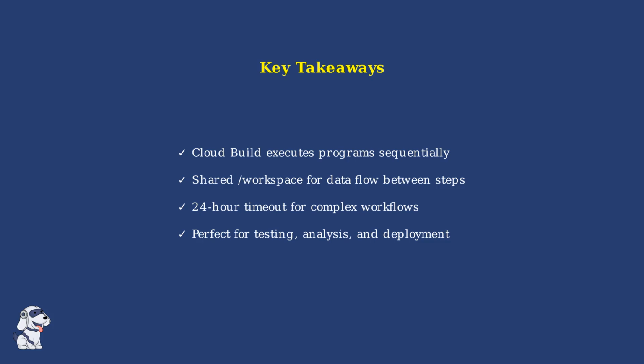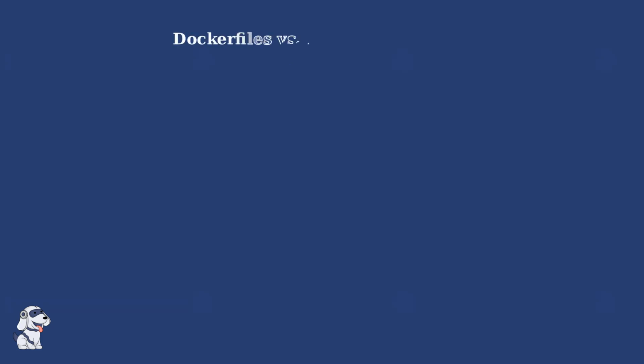To summarize, Cloud Build is a versatile automation platform that goes far beyond just building images. It can execute sequential programs, share data through a common workspace, run for up to 24 hours, and handle everything from testing to deployment. In building container images, developers face an important choice between using traditional Dockerfiles and modern higher-level tools. Each approach has distinct advantages and trade-offs that affect your development workflow.